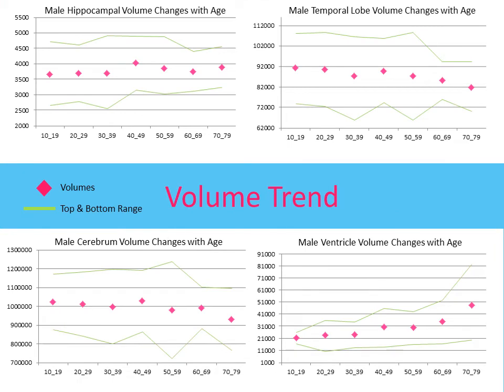Because our normal database is divided into age groups, we can estimate how volumes change over time. We can see a general trend that grey matter structures within the brain have smaller volumes in older patients, while the ventricles, which are fluid-filled structures, get larger in older patients.